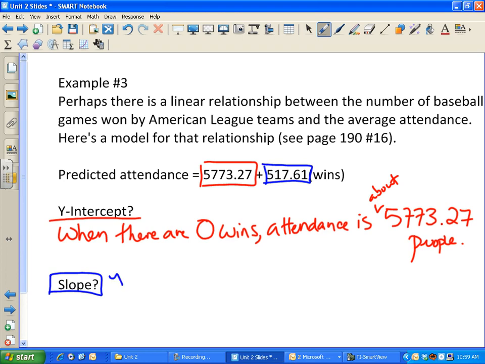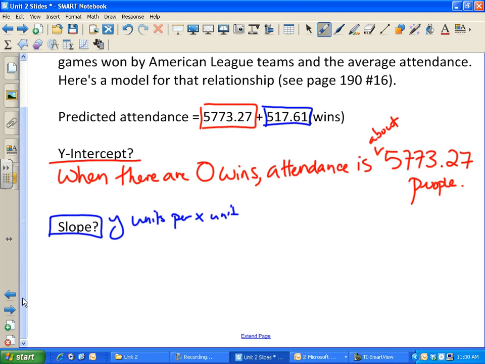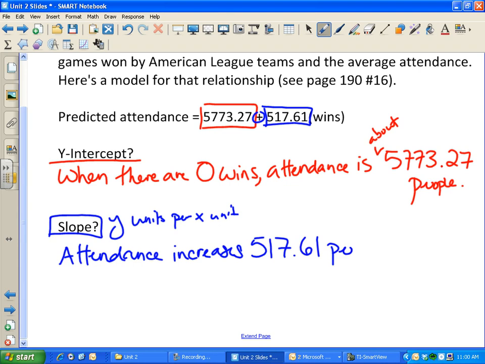The slope is this value in front of the x variable. And remember, it's y units per x unit. All right, so I can say something like attendance increases. I'm using increases because this is a positive number. Increases 517.61 people for each, well, for each, what's my x variable? Win. For each one additional win. Wow. So every time they win, more people come. That makes sense to me.